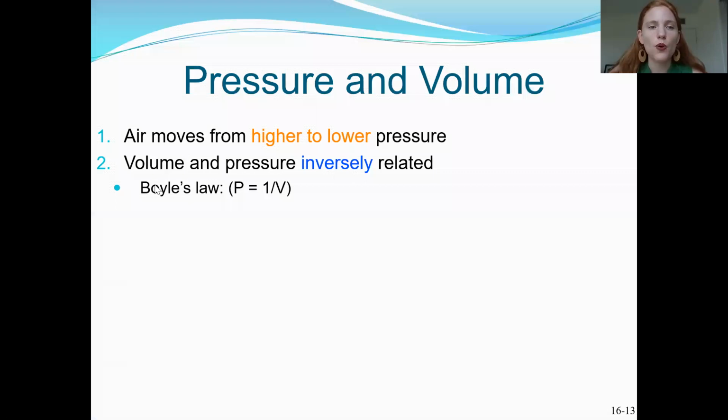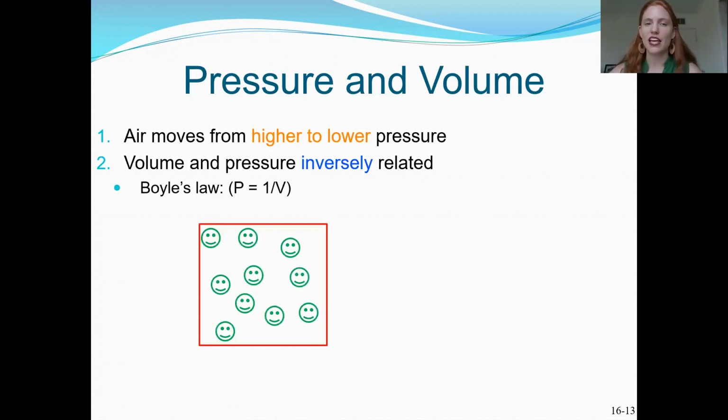Okay, so Boyle's Law states that pressure has an inverse relationship to volume, which just means that if you change the volume, so for example, you increase the volume, you're going to decrease the pressure. And this has to do with the fact that, remember, the pressure is the number of molecules in a particular volume or space. And so if you give those molecules more space, there's going to be less pressure.